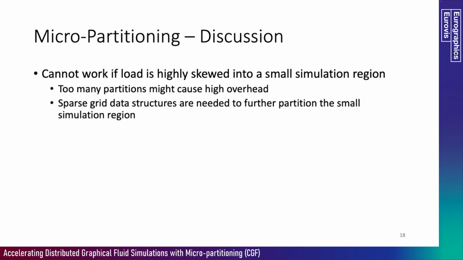We want to discuss the limitation of this proposed approach. It works well for most typical fluid simulation workloads. However, if the load is highly skewed and gathered in a small region, we need enough partitions to split the small region. In practice, the number of partitions does have a constraint, especially under uniform grids. In this case, sparse data structures are needed to partition such small region much denser, and at the same time keeping the number of total partitions small.